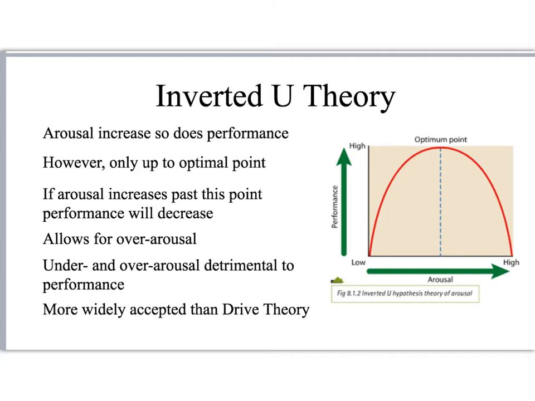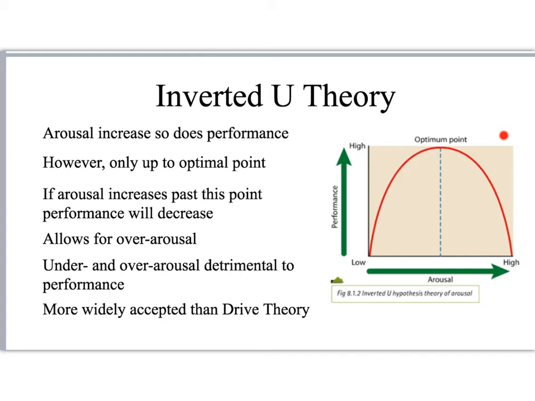So this theory then, as you can see, the graph does differ, and it's now this inverted U or upside down U shape across here, as opposed to the shape of the drive theory, which went something like this. So very different in terms of how this looks compared to drive theory. So the basic concept here is that as arousal increases, so does performance. However, only up to this optimal point here. If arousal continues past the optimal point, performance will start to gradually decrease, as you can see here.